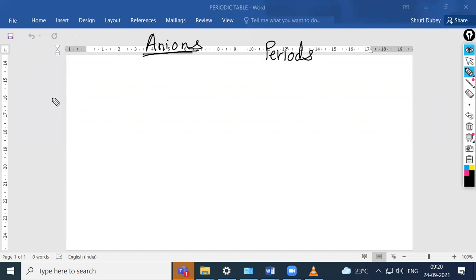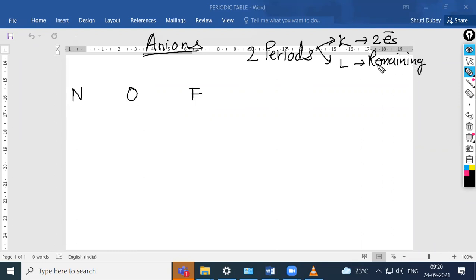Li, Be, B, C, N, O, F, Ne: Lina, Beena, broad, cashew, nuts on Friday night. We'll take nitrogen, oxygen, fluorine. This is the second period. The second period has two shells. One is the K shell, which has 2 electrons, and the L shell, which has the remaining electrons. The capacity of the L shell is a maximum of 8 electrons.